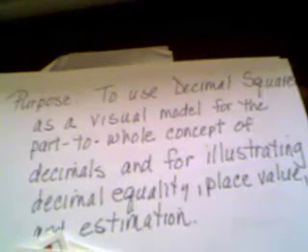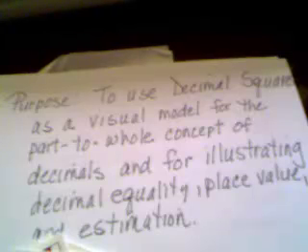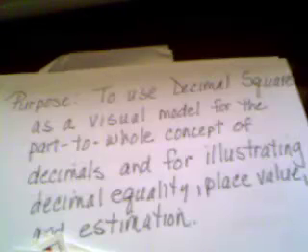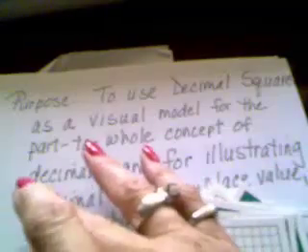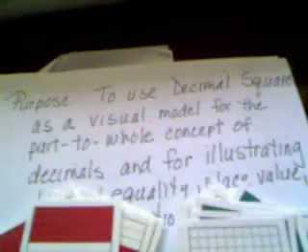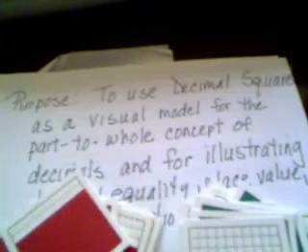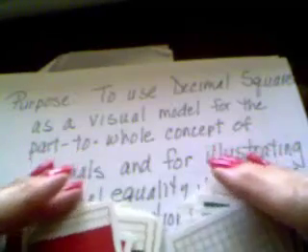The purpose of our Lab 6.1 is to use decimal squares as a visual model for the part-to-whole concept of decimals and for illustrating decimal equality, place value, and estimation. The manipulatives that we will use today will be our decimal squares. So if you'll get those out now, we will use them to meet our goal.